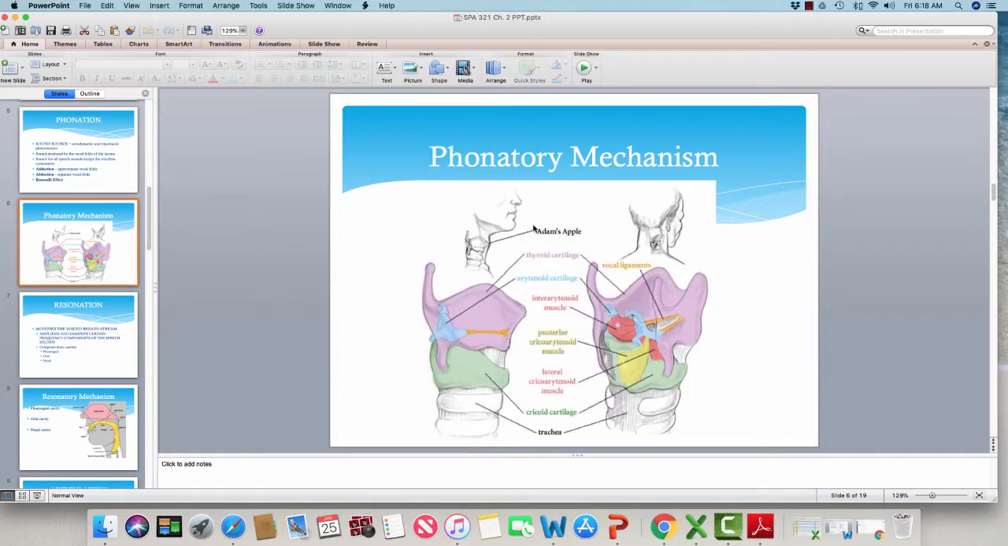So here is a diagram of the phonatory mechanism. You can see the Adam's apple and the different cartilages that are involved in your larynx that are allowing us to produce these vocal fold vibrations, including the thyroid cartilage, the arytenoid cartilage, vocal ligaments, interarytenoid muscle, posterior cricoarytenoid muscle, lateral cricoarytenoid muscle, the cricoid cartilage, and the trachea.